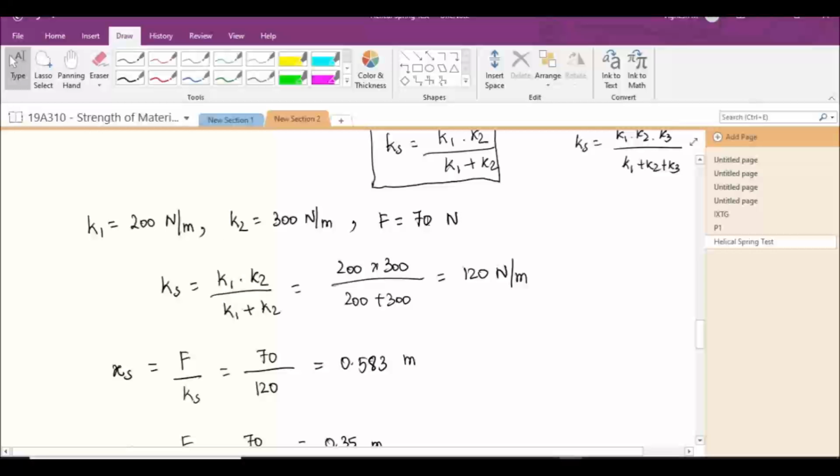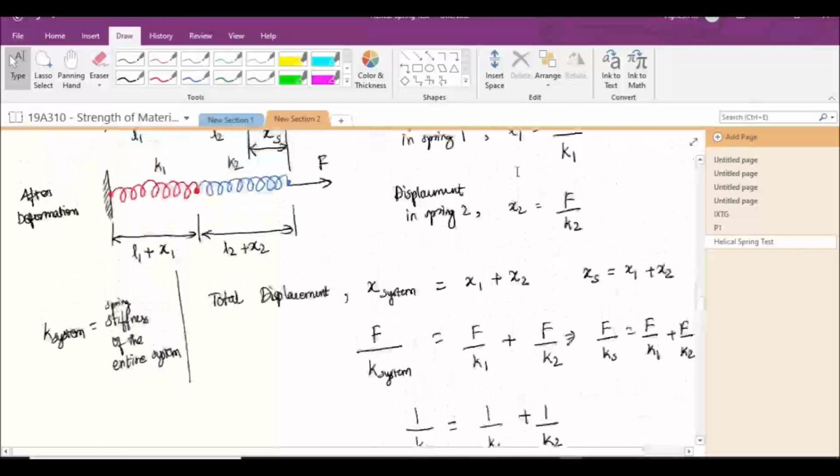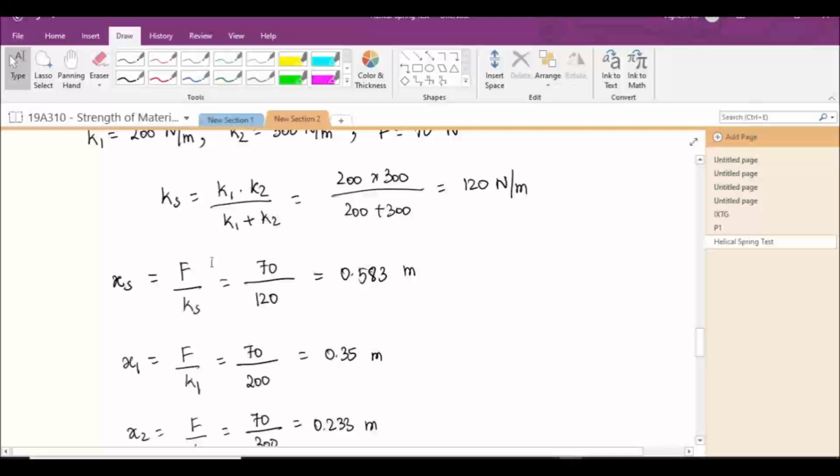Now when I apply the force over this entire system, I will get a displacement. As we already discussed, displacement is nothing but force divided by stiffness. So it is the force divided by the entire system stiffness, which gives the entire system displacement. The entire system is displaced by 0.583 meter.